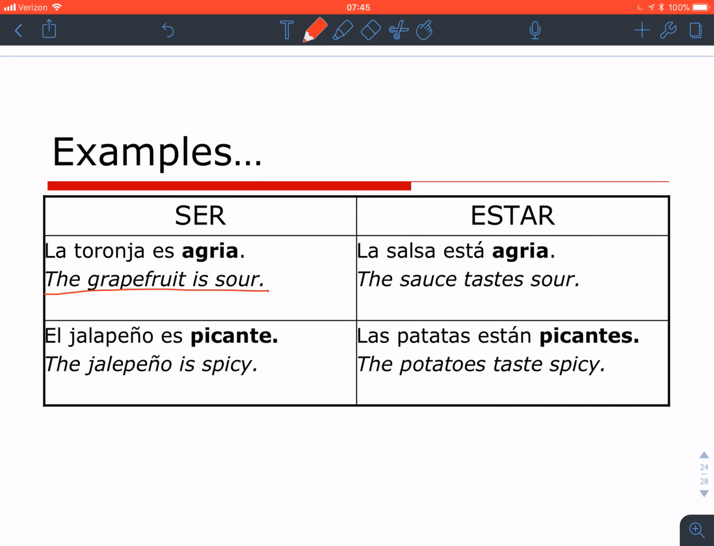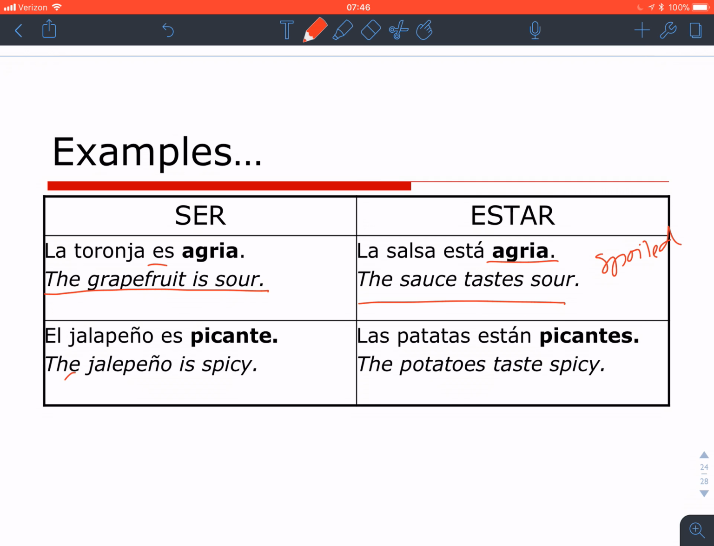So if we look at ser and estar, on this one, I'm talking about the grapefruit. La toronja es agria, meaning an inherent quality of grapefruit is that it's sour. It shouldn't be a surprise if you bite into a grapefruit and you realize it's a little sour, and that is something that you would describe with ser. However, I have la salsa está agria. The sauce tastes sour, which means that the sauce might have been fresh, but something happened to it and it went bad. So it is spoiled. And when you have something that's spoiled, it may turn sour, like sour milk or a sour dough, which might be a good thing, but you still have to do something to make that dough sour.